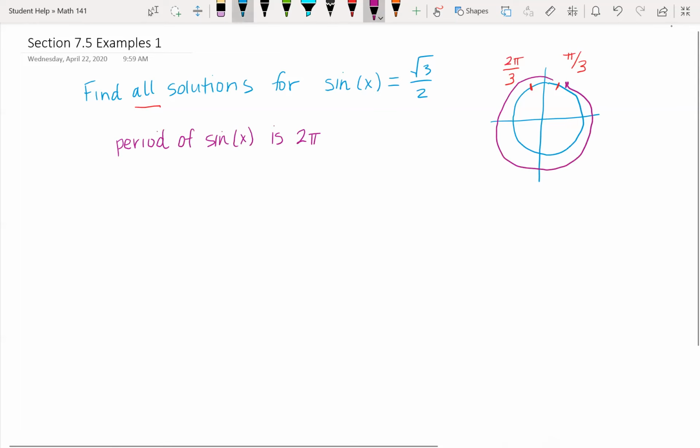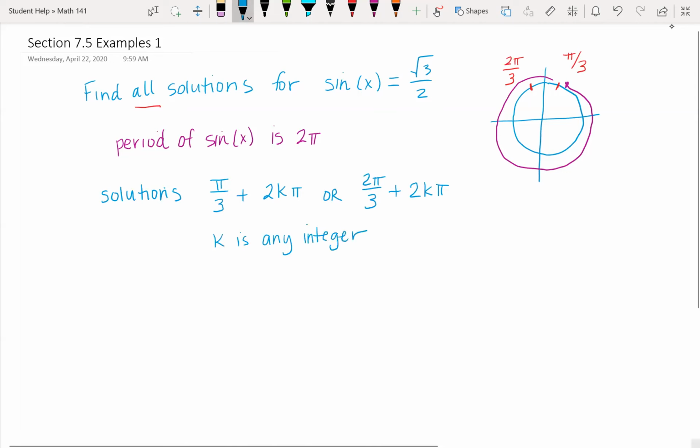So the solutions for this are going to be pi over 3 plus 2k times pi, or 2 pi over 3 plus 2k pi, where k is any integer. So examples would be k is plus or minus 1, plus or minus 2, plus or minus 3, etc. So all that means is that we're going around the circle either clockwise or counterclockwise, depending on which value for k we add, but we always stop at one of those 2 points that we found as our solution. That would be the solution for radians.